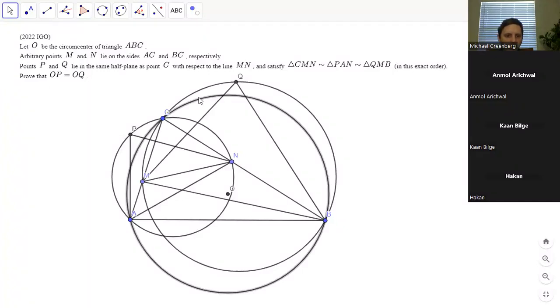So the difference between the powers of P with respect to these two circles. Yeah, what's the center of the circle? That would be 2OD. So yeah, let's draw the centers of these two circles. So the way I have it, we want to show that OD over OE is the distance from Q to BC over the distance from P to AC. If we can show that, that would solve it. Although it doesn't look that easy.